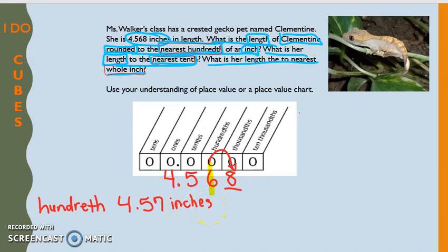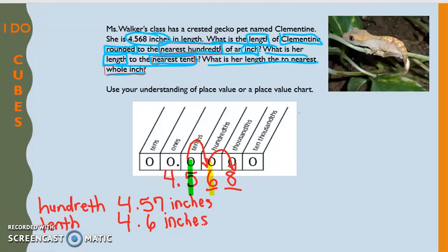Now let's take a look at rounding the length of Clementine to the nearest tenth. Okay, so let's find our tenths. We have 5 tenths. We're once again going to look next door to the right of the tenth, which is a 6. So if we have 6 hundredths, that's going to determine that we need to round up. So if we're rounding to the nearest tenth, the length of Clementine is 4.6 inches. Because remember, I told you in our reminders that you drop the rest of the digits to the right of the place value that you are rounding.